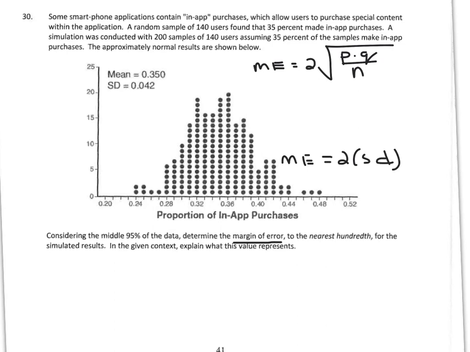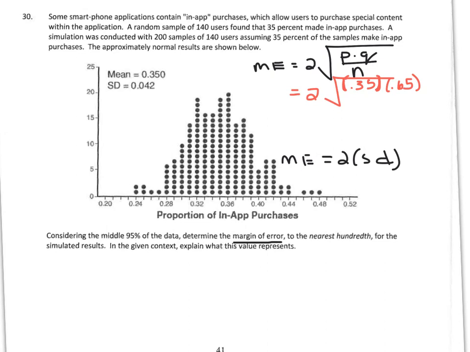Okay, so I'm actually going to use both formulas, and let's see what we get. So margin of error is equal to 2 times the square root. Now, P stands for the proportion of successes, okay, the proportion that we expect to occur. So here we could see that the proportion that we expect to occur is 0.35. Okay, 35% made in-app purchases. So that's going to be our P, 0.35. Now, Q is equal to 1 minus P. So 1 minus, sorry, these are supposed to be parentheses. 1 minus 0.35 would be 0.65.